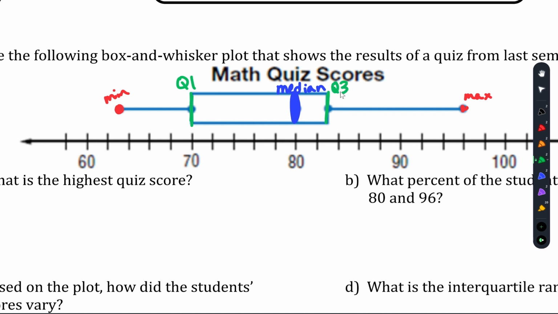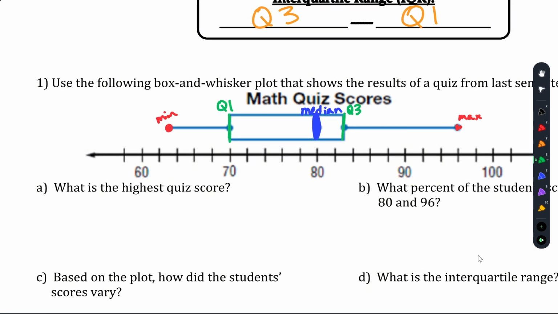And then each chunk of this box and whisker plot represents 25% of the data. So the whisker on the left, 25%. The left side of the box, 25%. Right side of the box, 25%. Right side whisker, 25%. Does that make sense?